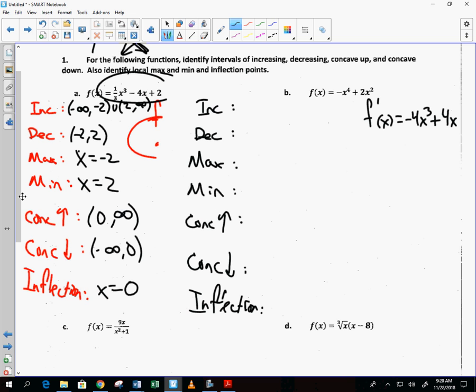Sweet. Do you know what that graph looks like? We're going to test you on it. I'm going to factor out a negative 4x. If I factor out a negative 4x, I'm left with x squared minus 1. Does that factor? Like a negative 4x times x minus 1 times x plus 1.